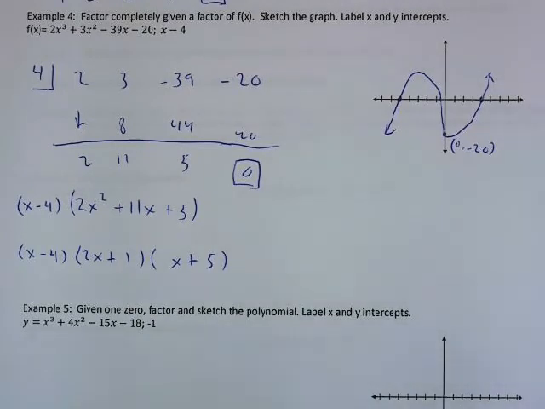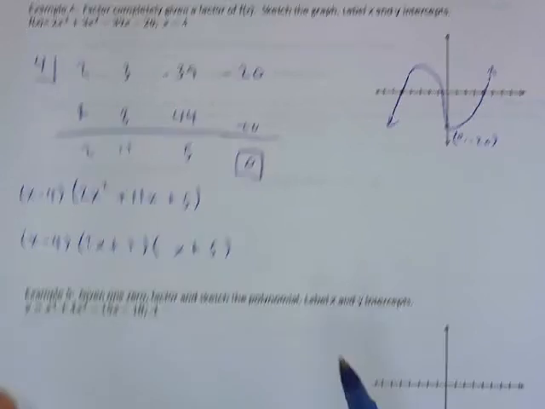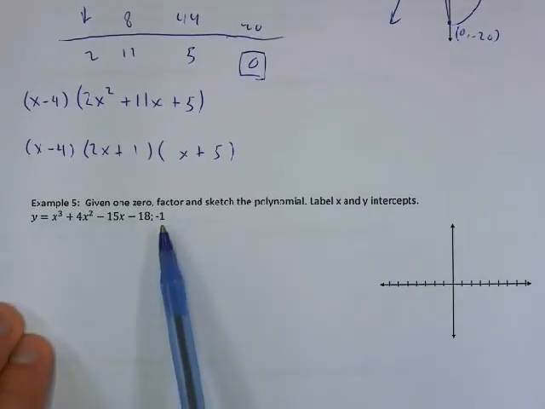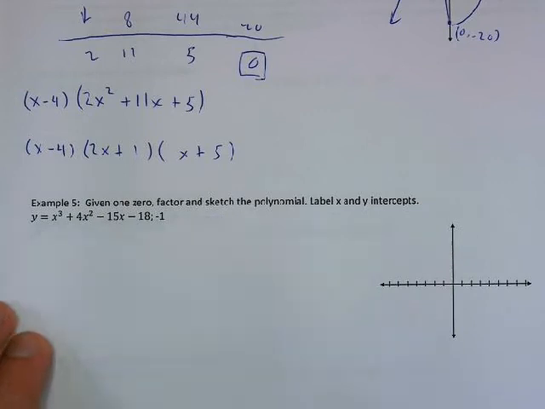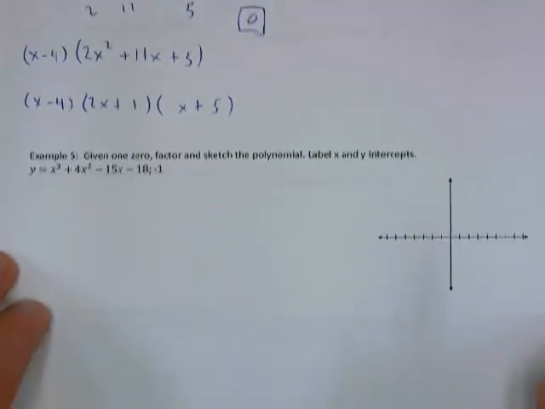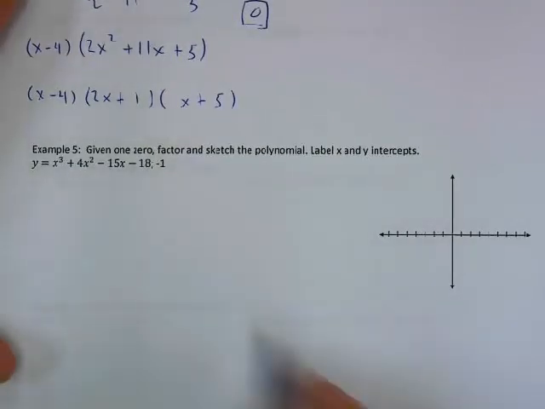Okay. All right, now, sometimes they're going to give you a factor, sometimes they're going to give you the root or the 0 or the answer. So up here, they gave us the actual factor of x minus 4. Down here, they're giving us an answer, a root of negative 1. So given 1 zero, factor and sketch the polynomial, label the x and y intercepts. Okay? All right, let's do the factoring part first.